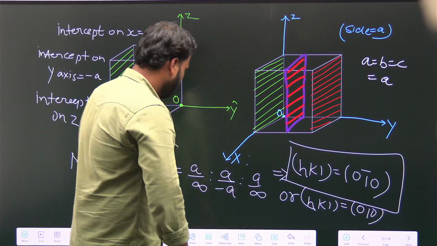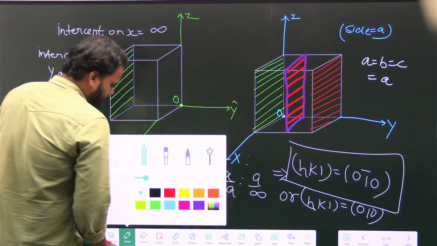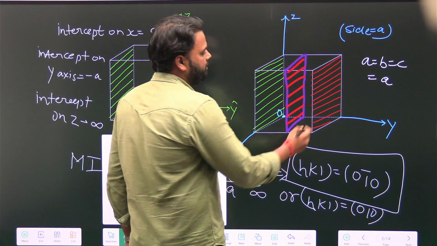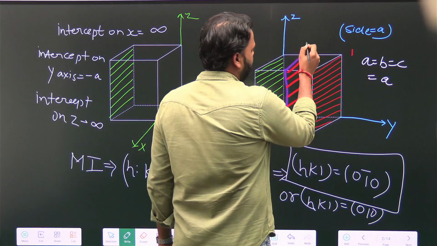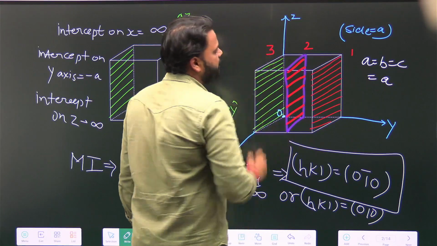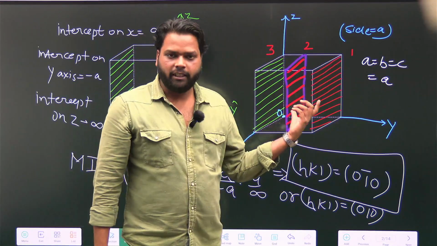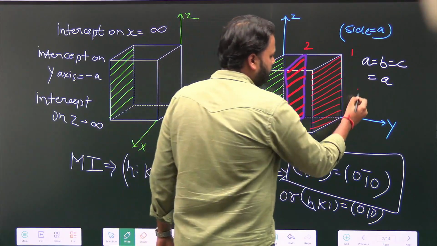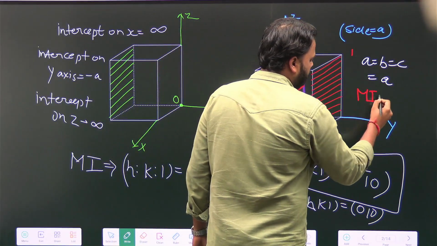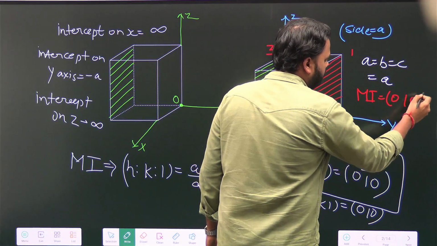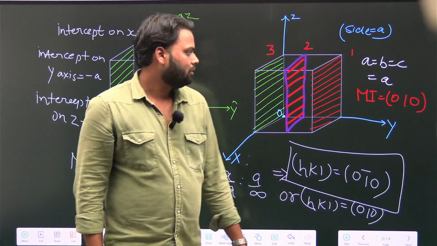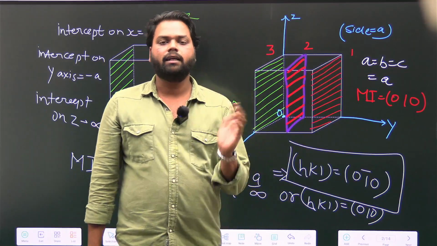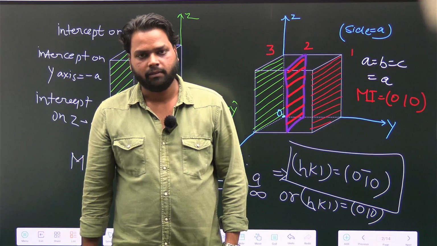Okay. So basically, all the three planes are having same Miller indices. Let's suppose this is plane number 1, this is plane number 2, and this is plane number 3. ठीक है ना? All three planes have same Miller indices, and the MI is what? 0, 1, 0. So this is called parallel planes. इनको हम क्या बोलते हैं? They are the parallel planes. बात समझ में आ रही है?